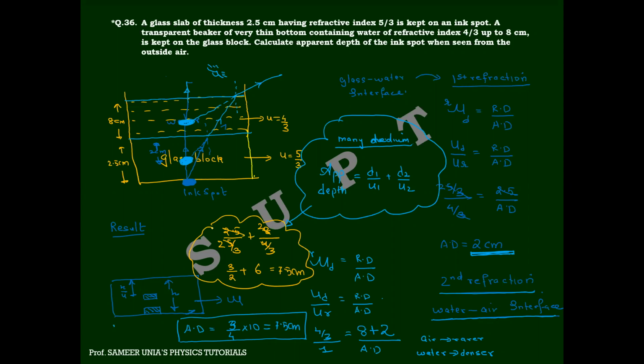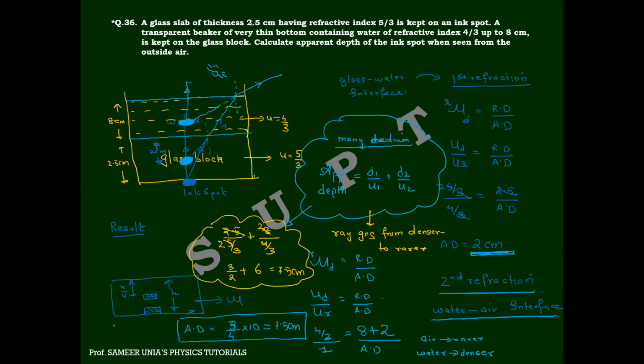Can you see the shortcut? Directly you will get. So this is generally used in the IIT. d1 upon mu1 plus d2 upon mu2, where the ray is going from denser medium to rarer medium. Clear है क्या?